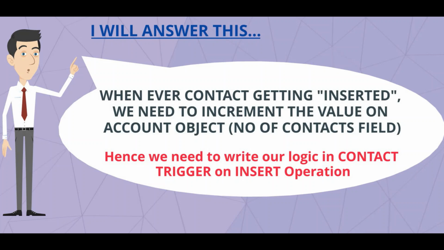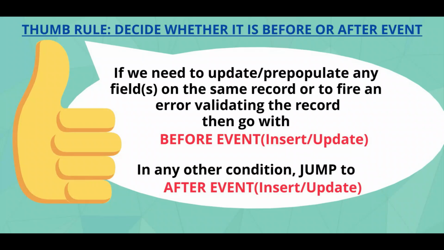But the question here is whether it is before insert or after insert. So now we have a thumb rule to decide whether it is before or after. If we need to update or pre-populate any field on the same record, or to fire an event validating that record, then we need to go ahead with the before event. In any other case, we need to jump to the after event. In our scenario, whenever a contact is getting inserted, we are trying to update, or increment the count, on the account record. The account record is another record. As it is another record, neither of these two conditions matches. Hence, we need to go ahead with the after event.